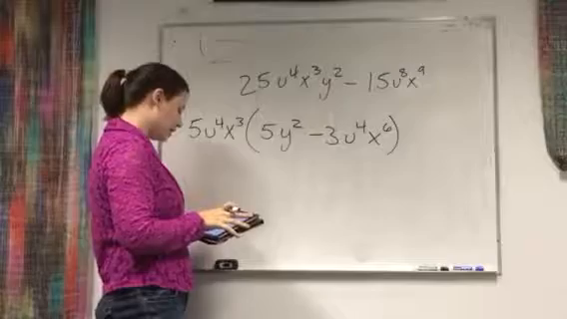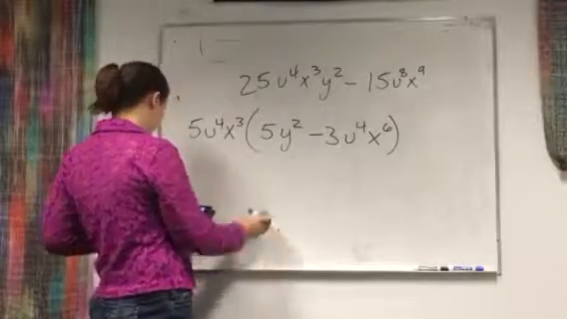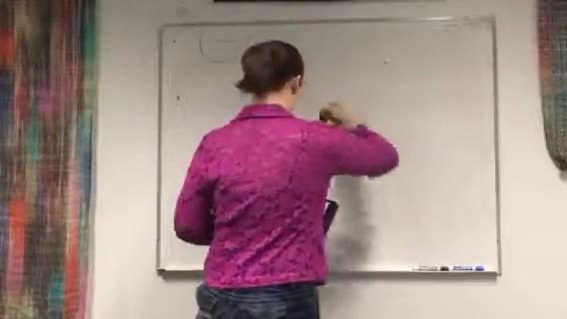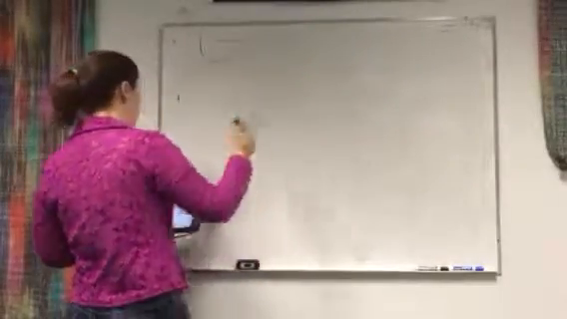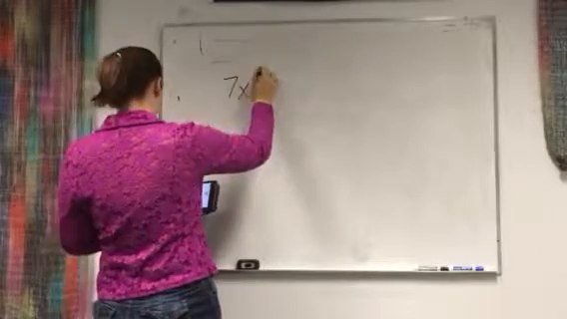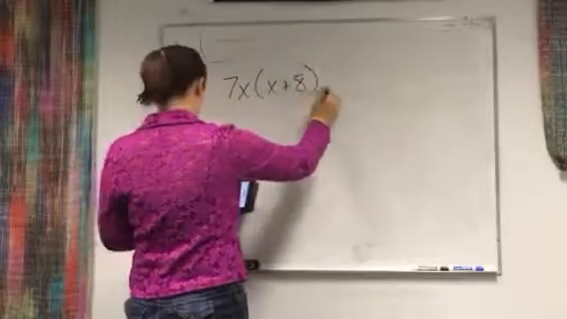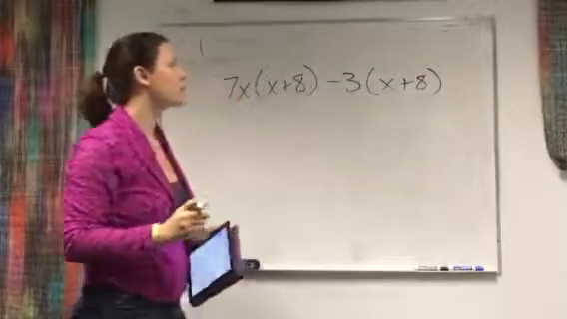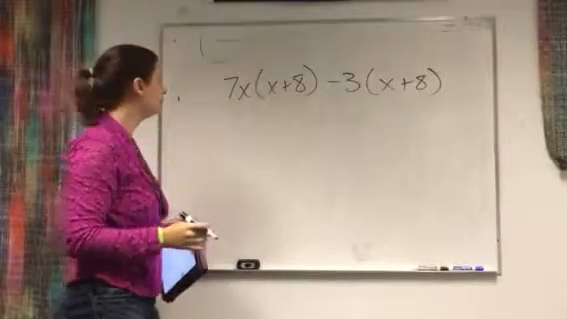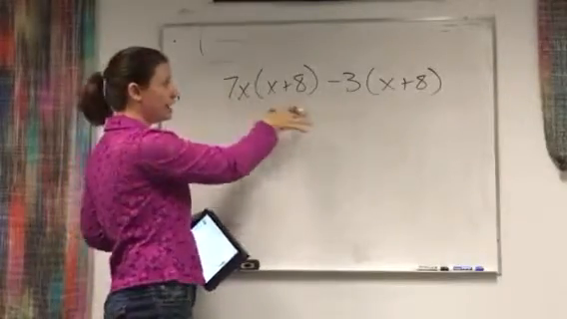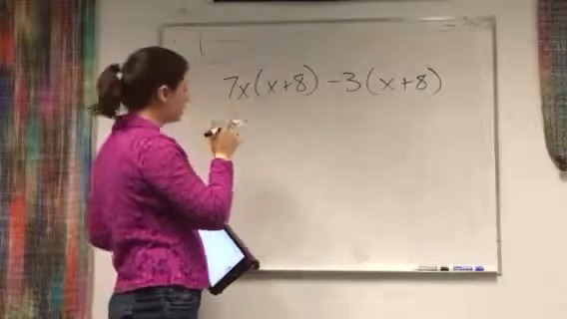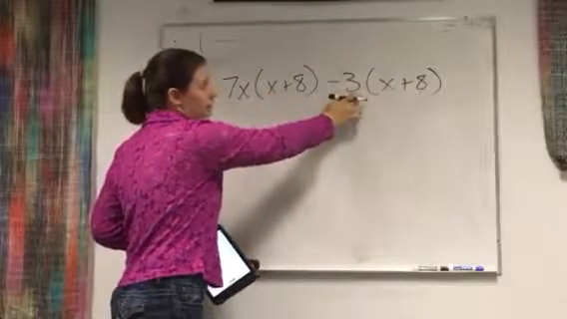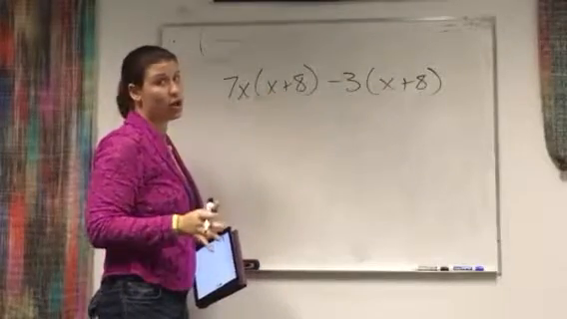Okay, so from here, if we want to take it a step further, let's see, if we have something like 7x times (x plus 8) minus 3 times (x plus 8). Well, again, we're looking for commonalities. So let's look at the first parts outside of the parentheses first. 7 and 3, nothing in common. There's an x on here, there isn't an x here. So the outsides don't have anything in common.